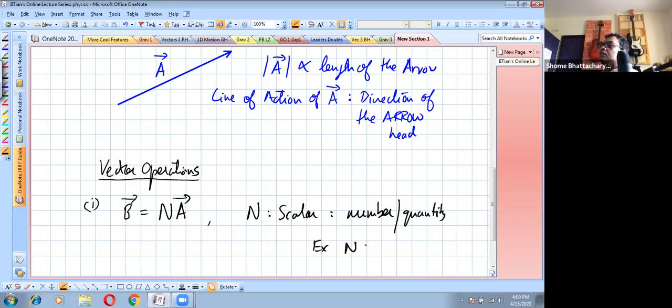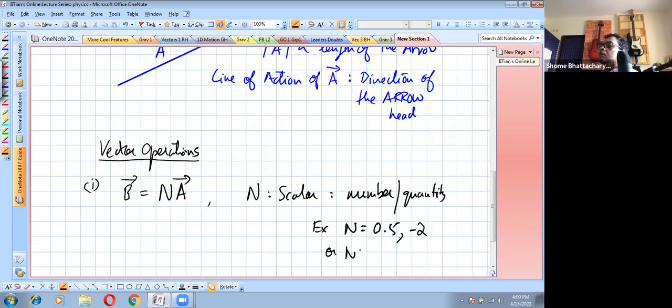For example, n could just be 0.5, or it could just be -2. Or for example, n could be 5 kilograms, or it could be 2 milliliters. In that case, it's a physical quantity, but it is a scalar physical quantity. So we saw that when we multiply a vector like E with a number or with a scalar quantity n, the resultant operation gives us another vector B.